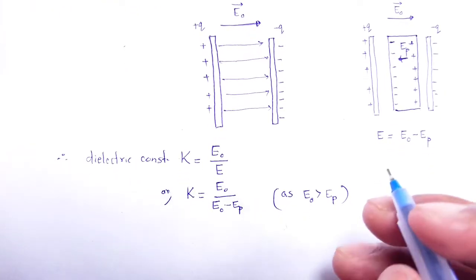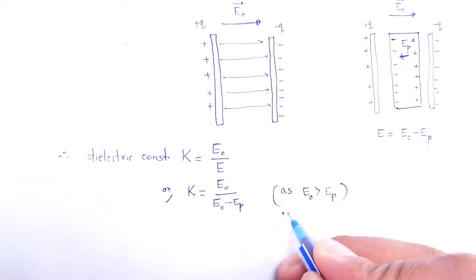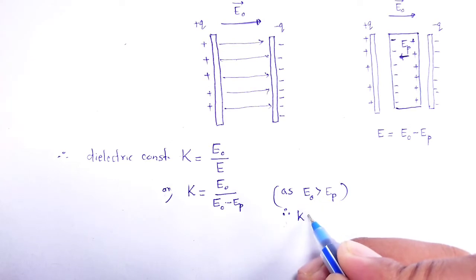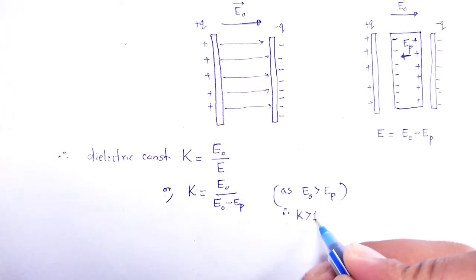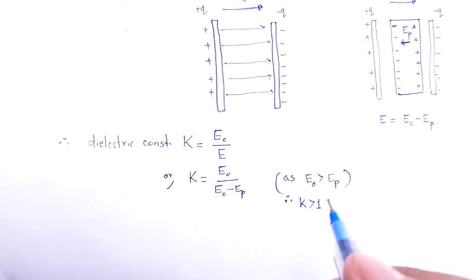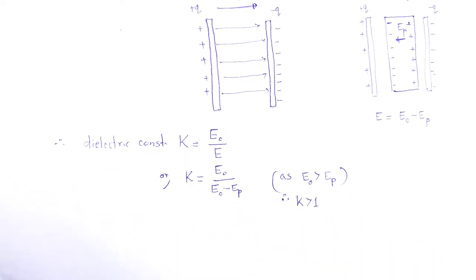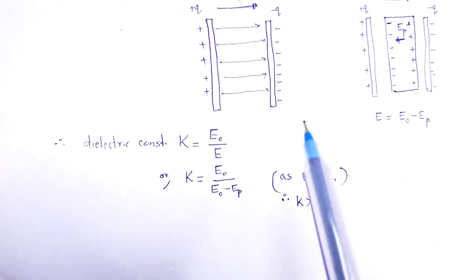Therefore we can say K is greater than or equal to 1; the dielectric constant is greater than 1.